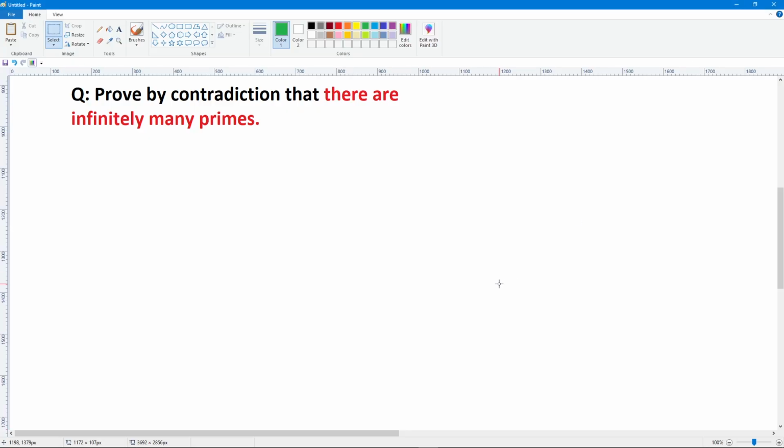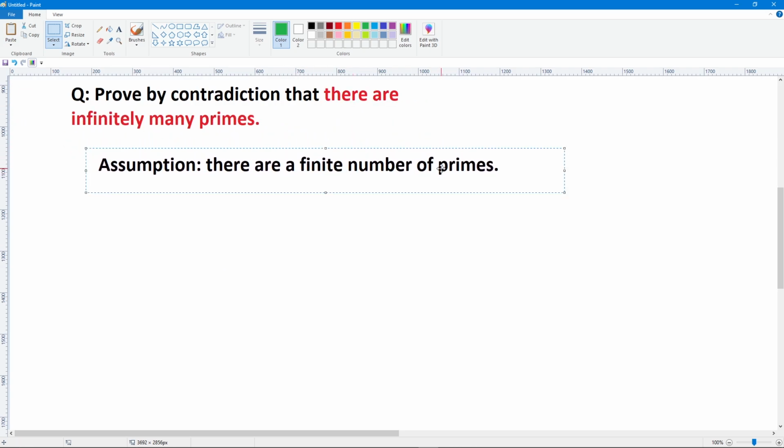Okay, let's jump that up a notch. So let's prove by contradiction that there are infinitely many primes. Again, we begin by assuming the opposite. So our assumption is that there's a finite number of primes. We assume that this statement is not true.